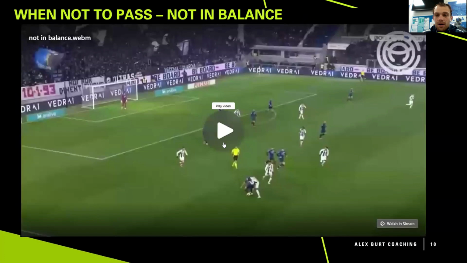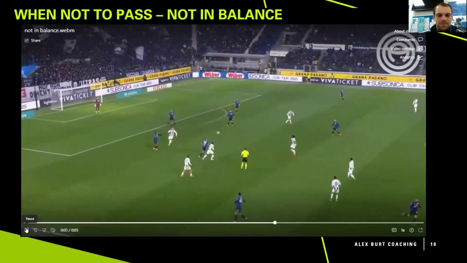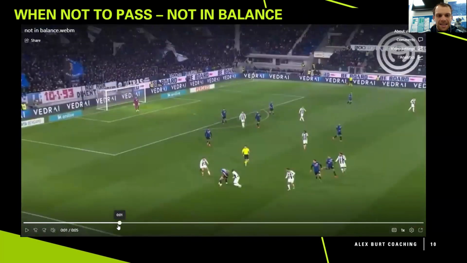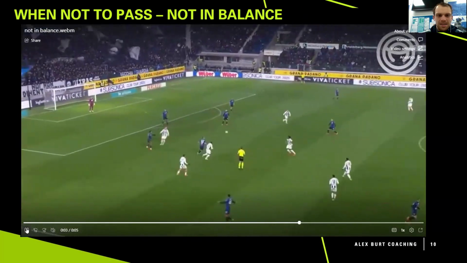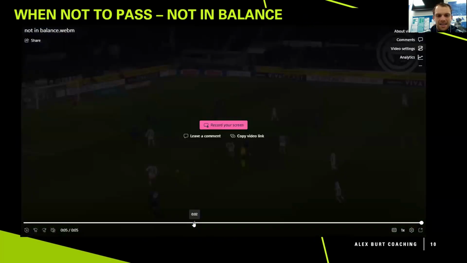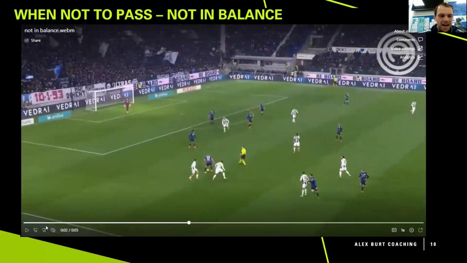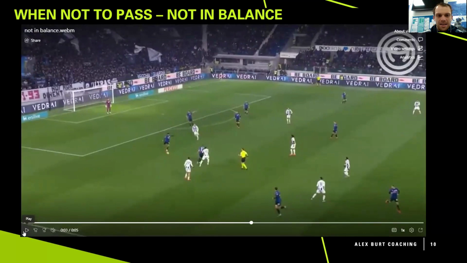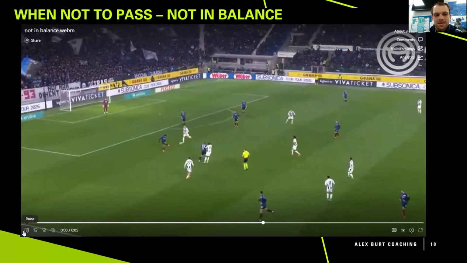Now, another reason not to pass the ball is if you're off balance. And we can see here how the Atalanta player gets the pass back, and it's a really difficult kick for him to do. He gets the pass back at quite some speed, and you can see that when he kicks the ball, he's kind of hitting under the ball, and he can't quite get a good smooth connection with the ball. So here's an example: you're off balance, no need to make the pass. Perhaps make a secure touch, get yourself in balance, and then make the pass after that.